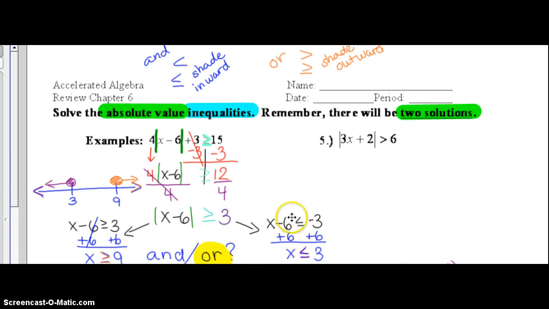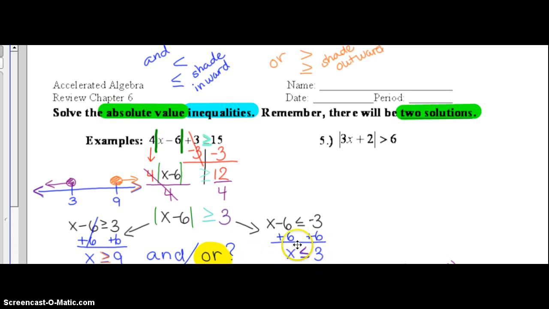Well, I can answer that by finishing my solving. Again, I add 6 to both sides. Negative 6 plus 6 cancel out and leave me x. Negative 3 and positive 6 makes positive 3 because 6 minus 3 is 3.